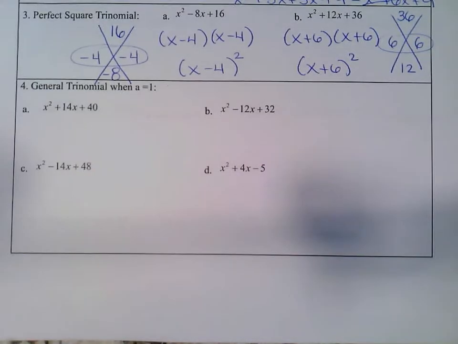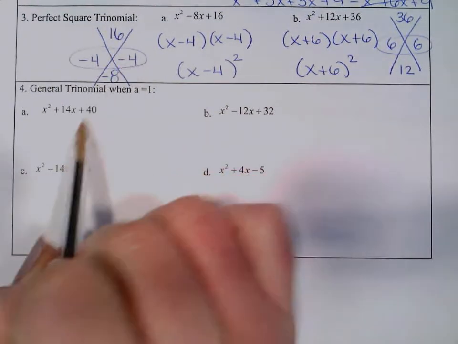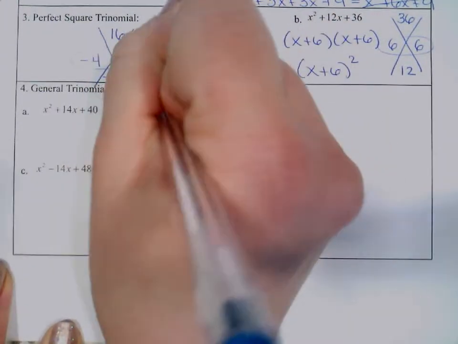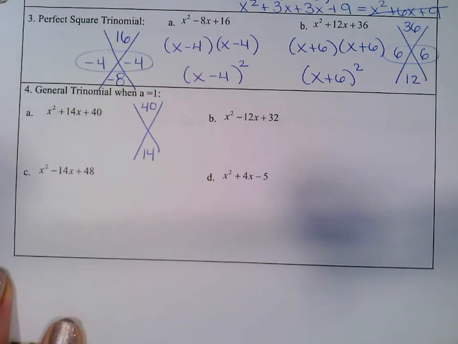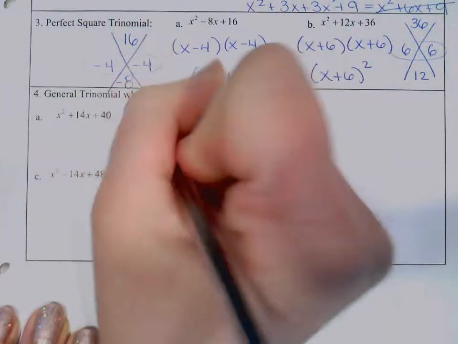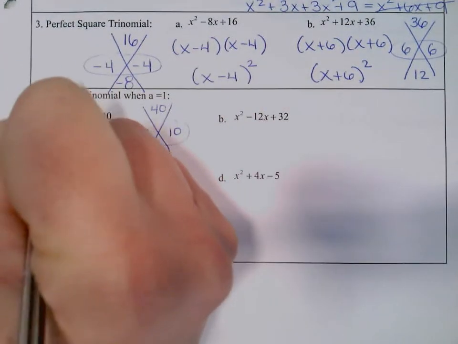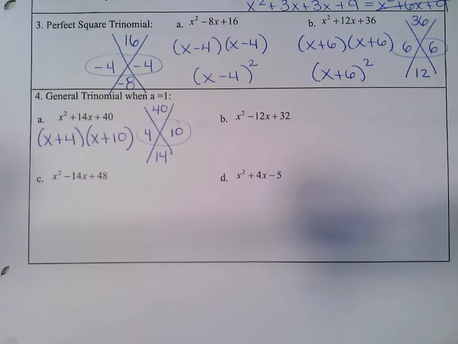So in example 4, they're going to be the same strategy as the diamond, but they're going to come out as a different factor, like not two of the numbers that are the same. So let's try 40 and 14. Can you think of the factors of 40 that add up to 14? For example, 5 times 8, 20 times 2. How about 4 times 10? So those go inside my factors. X plus 4 times x plus 10 are the factors.